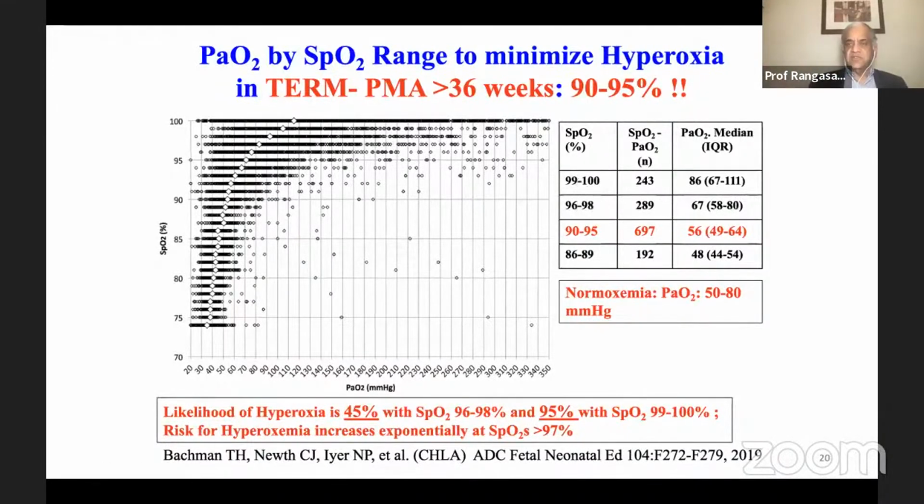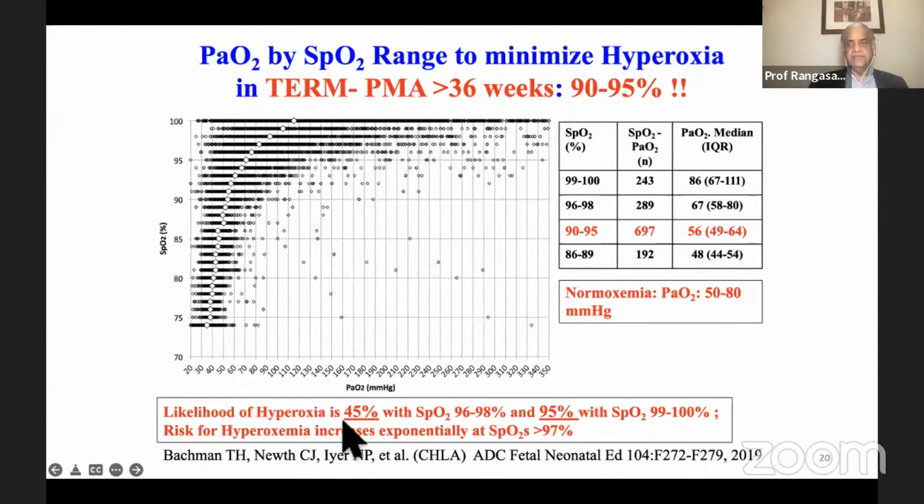That's where Dr. Satyan said, no baby should be on supplemental oxygen. You see a saturation of 98. In my case, it will say 98 or even 97, I get worried about it. So 90 to 95, PaO2 median is 56, and the interquartile range is 50 to 64. So normoxemia, based on the PaO2, most people would agree, is somewhere between 50 to 80 millimeters of mercury.